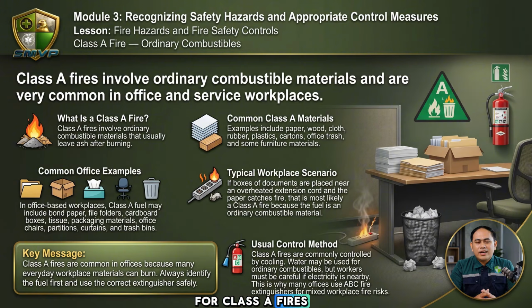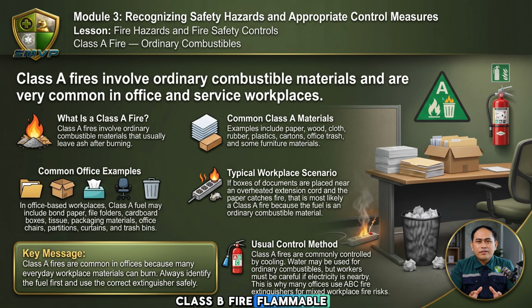For Class A fires, the usual control method is cooling. Water can cool ordinary combustibles, but in the workplace, employees must still be careful. If there is nearby electricity, do not use water unless it has been confirmed safe. This is why many offices use multi-purpose fire extinguishers, commonly labeled ABC, because office fire risks may involve a combination of ordinary combustibles, flammable materials, and electrical equipment.